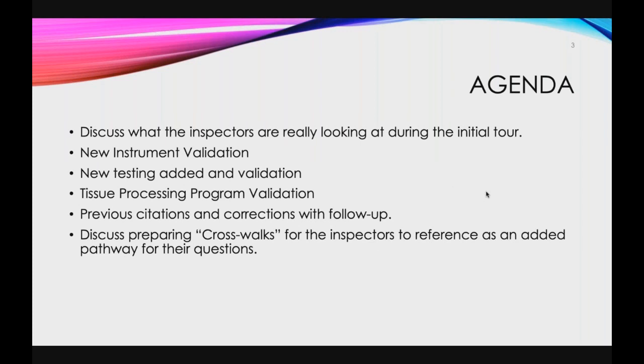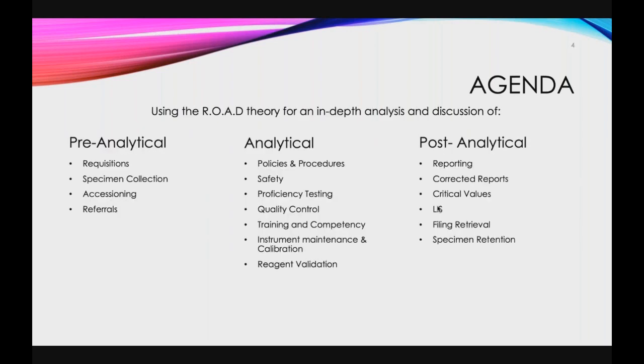We will first discuss what the inspectors are really looking at during the initial tour. We'll go into depth into new instrument validation, new testing that's being added on and validation, tissue processing program validation, previous citations and corrections with follow-up, and discuss preparing crosswalks for the inspectors to reference as an added-on pathway for their questions. We will discuss what the R.O.A.D theory means and then use that theory for each of these phases.